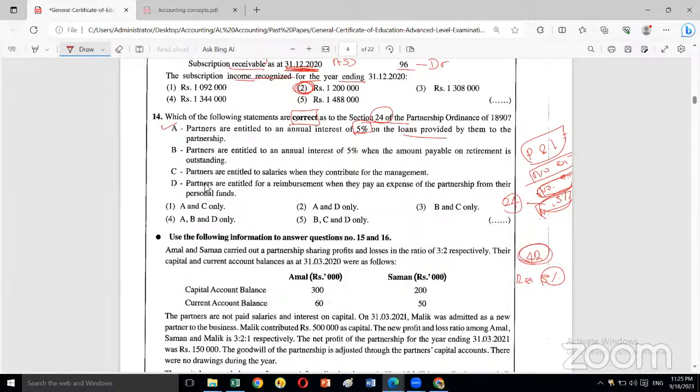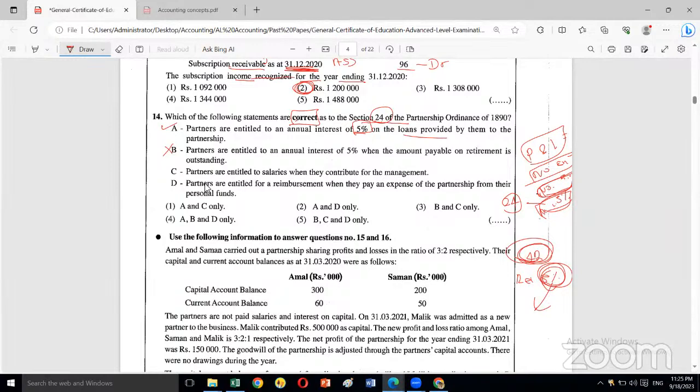Section number 42 is only talking about what? One partner retired from the partnership. For that partner, I am liable to pay 500,000. For that 500,000, I have to pay 5% interest. That is said in section number 42, not in 24. So this is wrong. The amount owing to the retired partners, we have to pay 5% interest, and that is said in section number 42, not in 24.